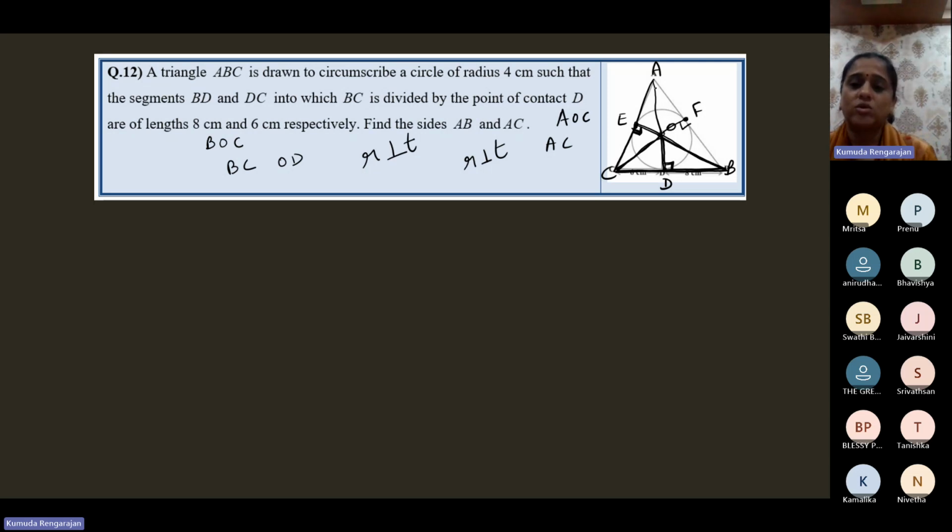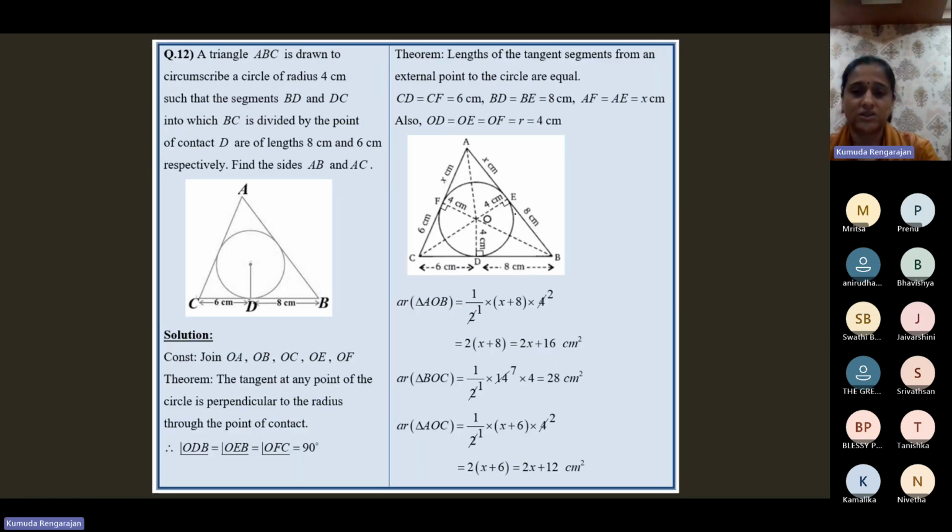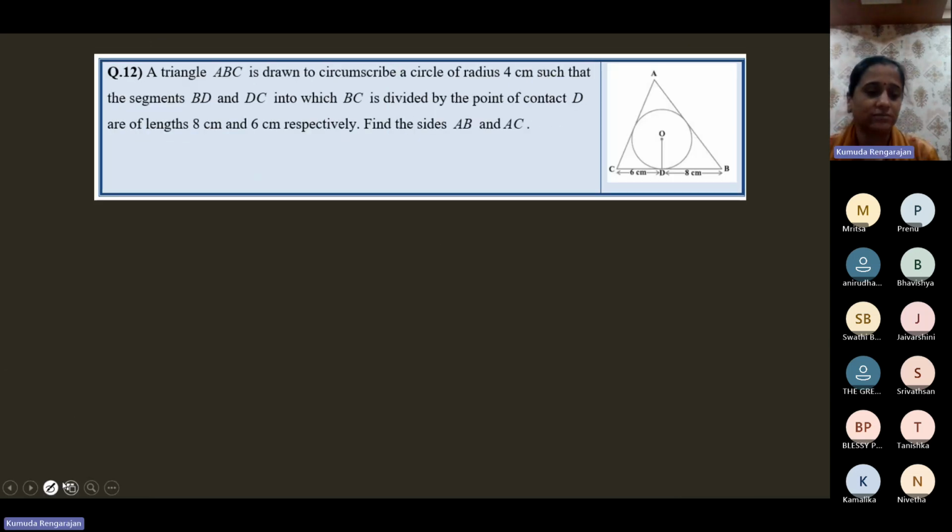90 degrees. So for this triangle AOC, if you take AC as the base, then OE is the altitude. And for the other triangle AOB, if you take AB as the base, OF is the altitude. So this is the equation. Okay, you can see it here. I'll show the figure on the next slide later.